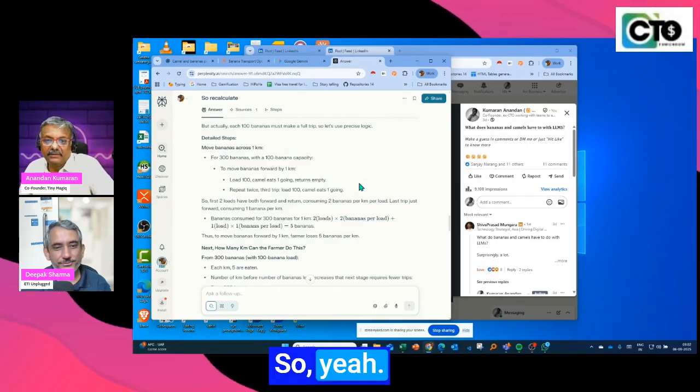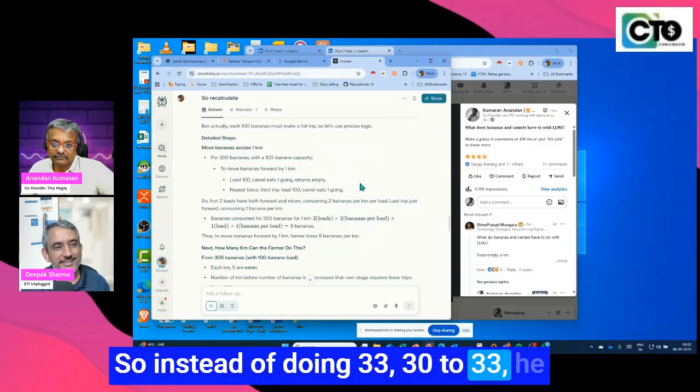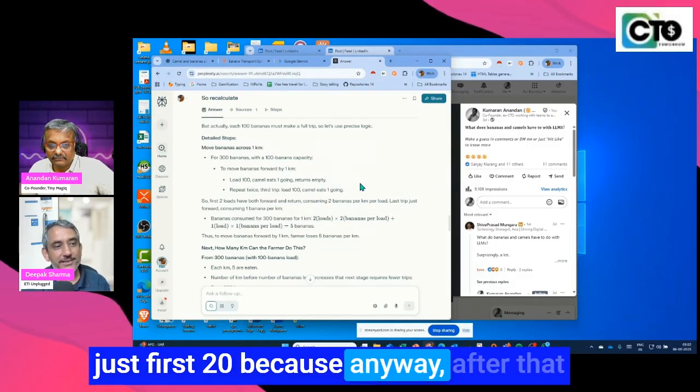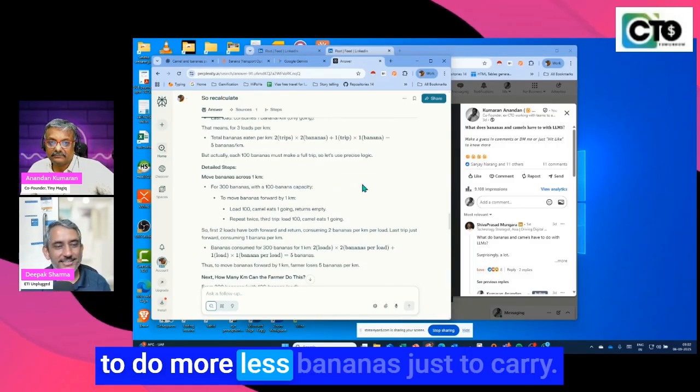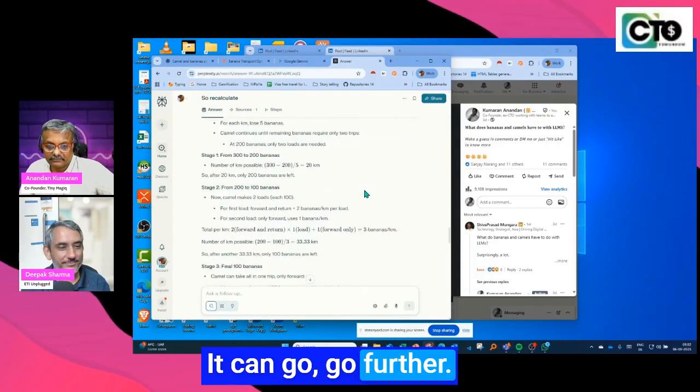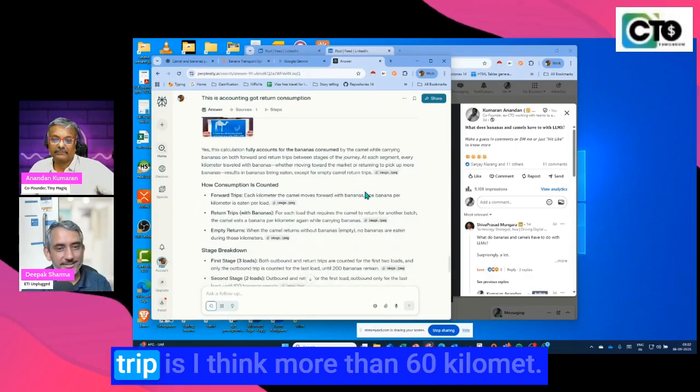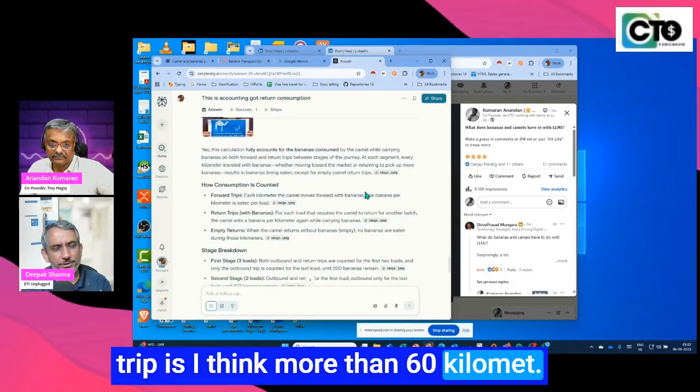Okay. So instead of doing 33, 33, 33, he just does 20 first, because after that the load is going to reduce. We're just going to do it with fewer bananas to carry. You can go further. If you look at the logic, his last trip is, I think, more than 60 kilometers. How much is that?